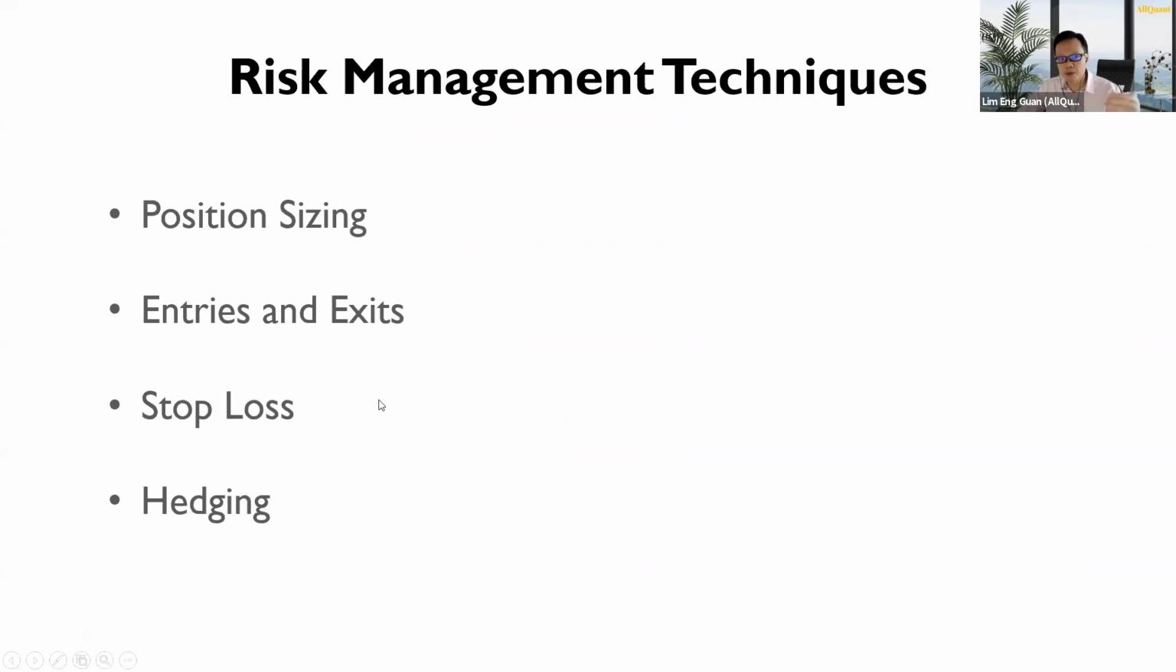Okay, aside from broad level or high level diversification, hedge funds also apply risk management techniques at the strategy level. So we can look at things like position sizing. How much do we size to each strategy? How much do we size to each asset class? How much do we size to each security? And should we be using leverage? And if you're using leverage, what is the optimal level to use?